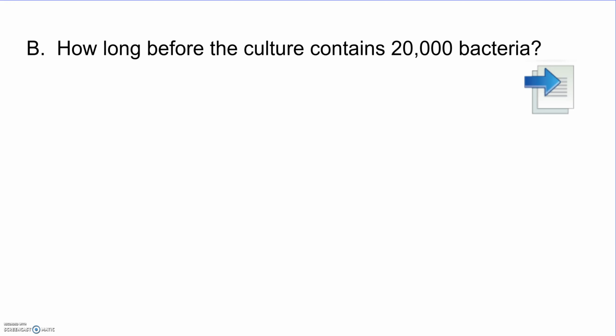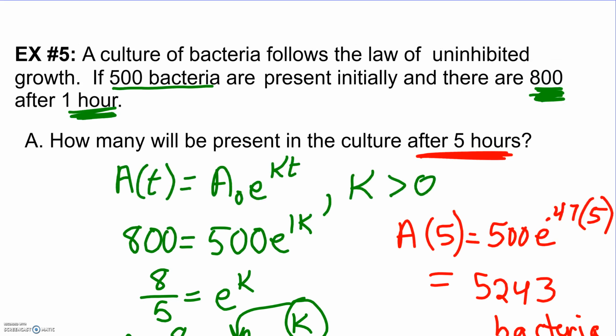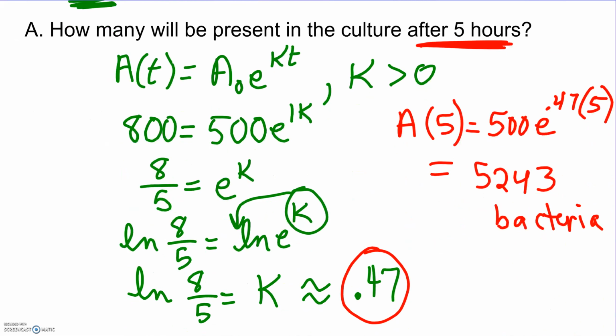So in part B, it's asking us how long before the culture contains 20,000 bacteria. Remember back in part A, we had come up with our value for k, right down here, to be about 0.47. So we can use that in our formula. Our initial amount is 500 bacteria, and we've got e to the positive 0.47 times t for time.